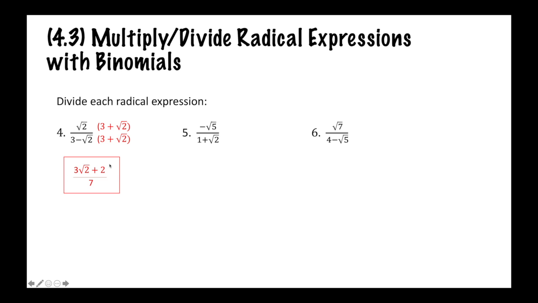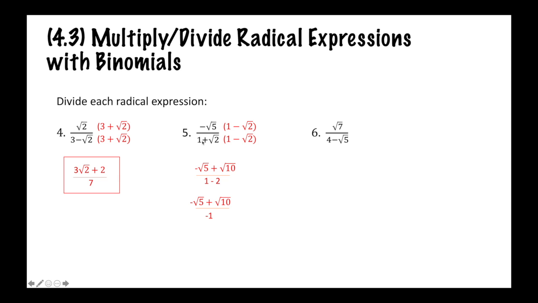For number 5, once again, I'm looking for things that are perfect. I'm also looking for things that reduce, and neither of those are going to happen here. So here, again, because it's a binomial, I have to multiply by a binomial. And I multiply the conjugate, which is 1 minus root 2. In the numerator, I can distribute that negative root 5 in. That's going to give me negative root 5 plus root 10, because that negative times negative is positive.